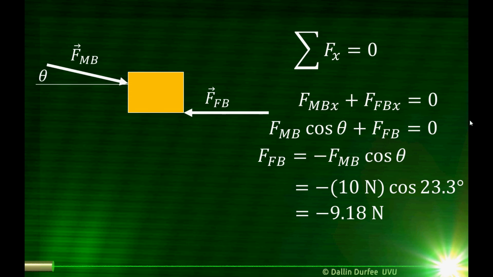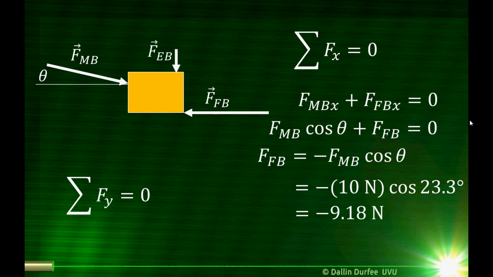But wait a minute. The friction has no y component, but the man is pushing with a y component. Does that mean that the box is accelerating in the y direction? Well, no, the ground is not going to let it accelerate in the y direction. So the sum of the forces in the y direction must equal 0. We're missing some forces here, right?